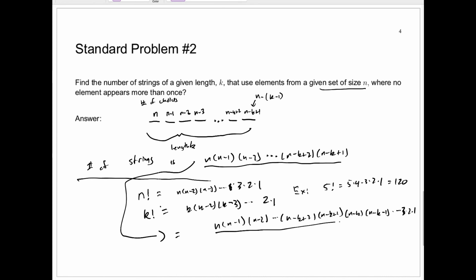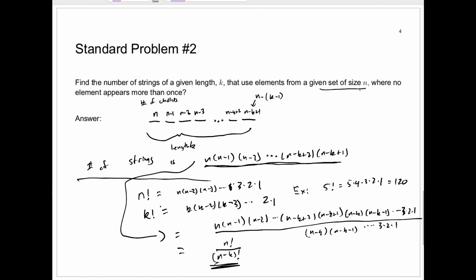But if I divide out all the stuff that I just added, which is n minus k times n minus k minus 1, all the way to 3 times 2 times 1, that really is the same as this answer to standard problem 2, because all of this stuff here cancels, and we're just left with that answer. Well, the numerator here is exactly n factorial. The denominator is now, I didn't want k factorial there, I want n minus k factorial. So the answer to standard problem 2 can be written as n factorial over n minus k factorial.